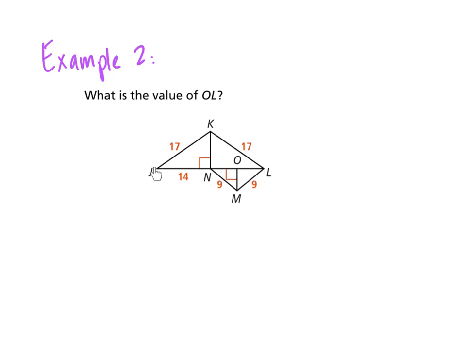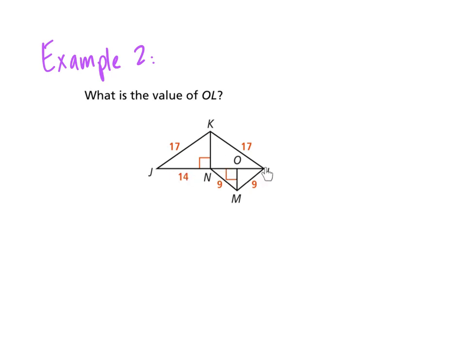Well, I'm going to concentrate on triangle JKL, this big triangle, and I'm going to notice that K is equidistant from J and L. It's 17 units from K to J, and it's 17 units from K to L. I also notice that KN is perpendicular to JL. So that tells me that KN must be the perpendicular bisector of segment JL. Because K is on the perpendicular bisector and KN is perpendicular to JL, N must be the midpoint of segment JL. So why is that important?